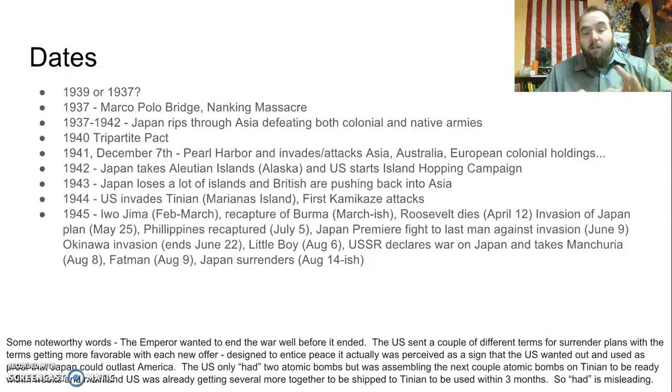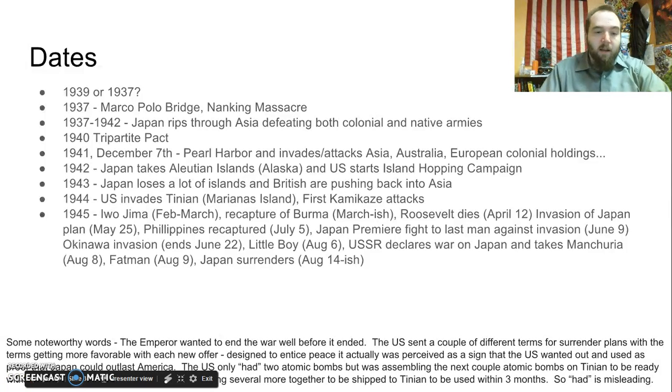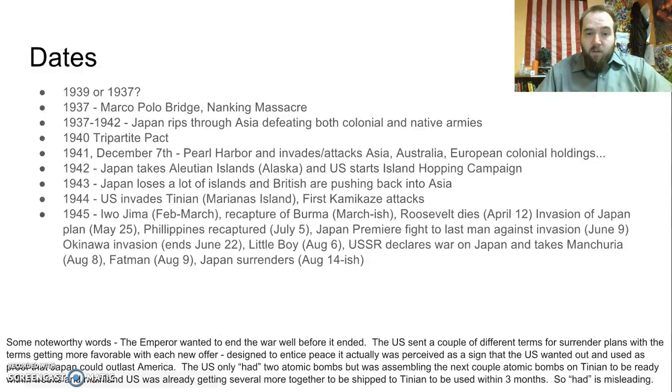1943, 42, we also have the start of the island hopping campaign. The U.S. starts taking more and more islands, marching towards Japan. We see Japan losing lots of islands. We see the British starting to push back out of India into Burma, trying to get their land back, their colonial holdings back. The U.S. invades and takes Tinian, as well as the rest of the Marianas.